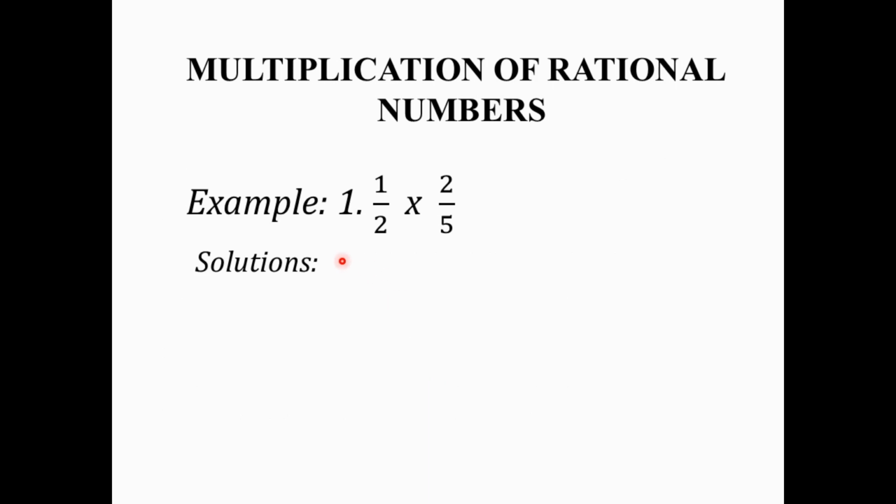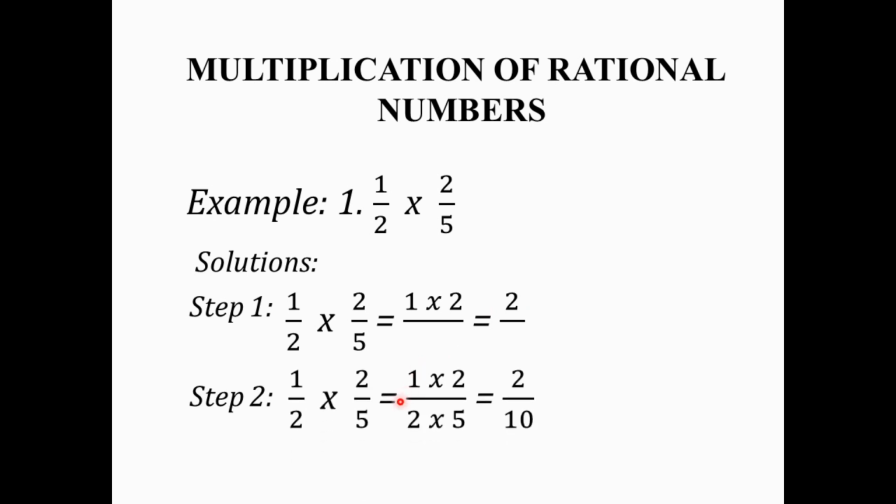Okay, example number 1. 1/2 times 2 over 5. We will do it step by step. Step number 1, multiply the numerators, that is 1 times 2, that is 2. Then step number 2, multiply the denominators, that is 2 times 5, that is 10. So after multiplying 1/2 and 2/5, the product is 2 over 10.